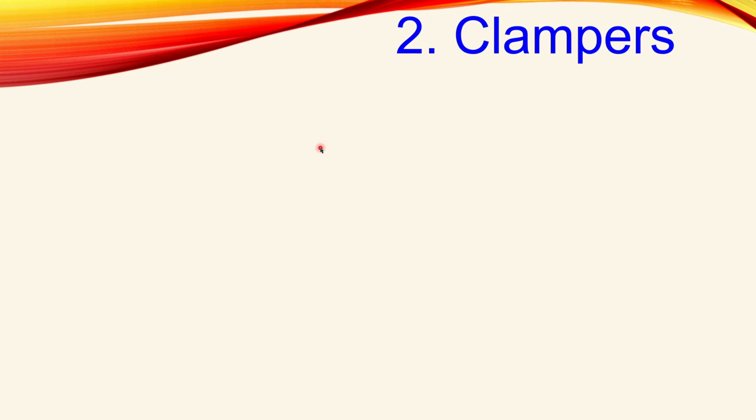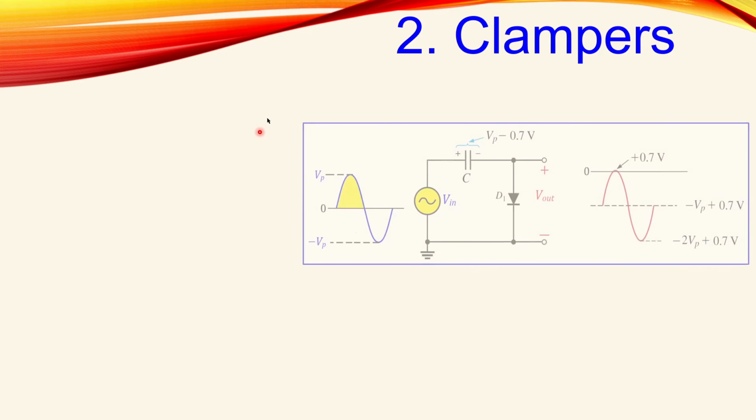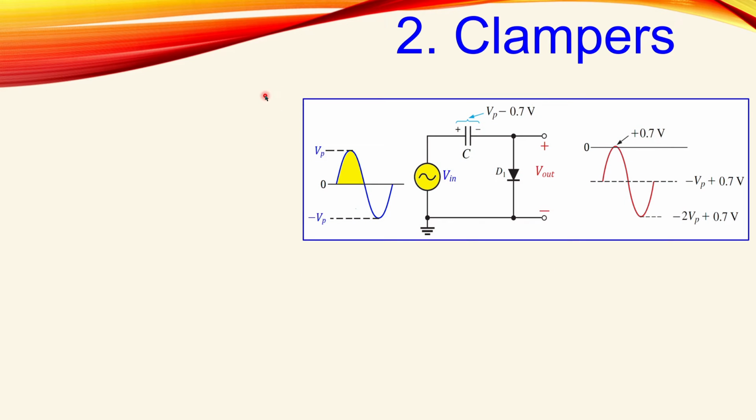Now let's go also to the clampers, also very important. This is the clamping circuit. It has not a resistor but a capacitor instead. So how is it working? Now again we have a sine wave at input, the peak value Vp and a minus Vp for the negative part, and this capacitor is shown here and the diode is shown here. So you see, if I replace this by a resistor, I go back to my clipping circuit.